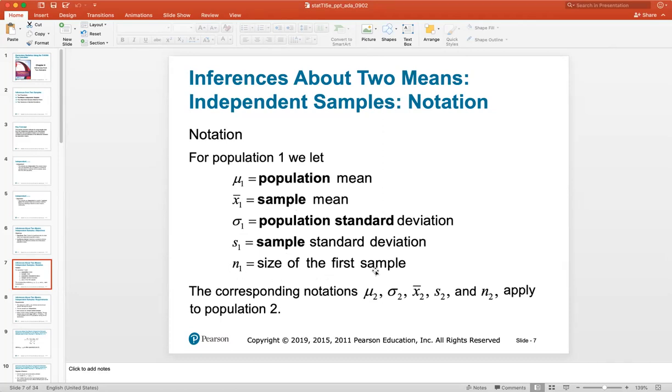Then mu sub 2 is the population mean of the second population, and sigma 2 is the population standard deviation of the second population. X sub 2 bar is the second sample mean, S sub 2 is the second sample standard deviation, and n sub 2 is the size of the second sample. These apply to population two.